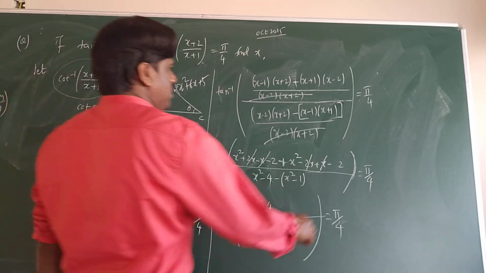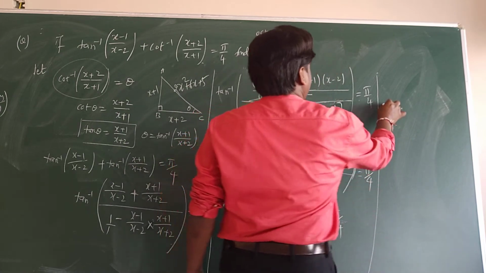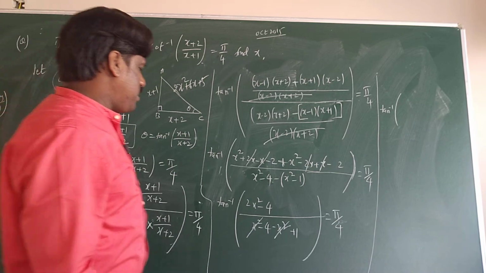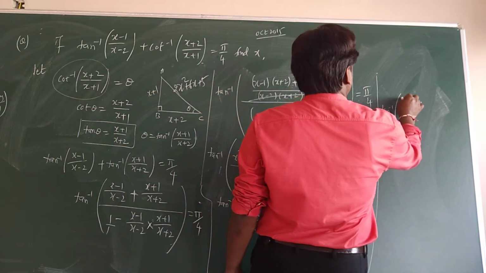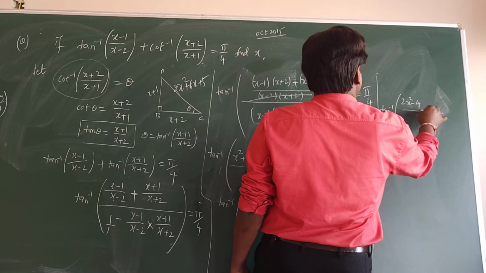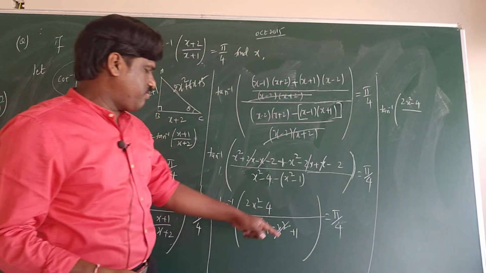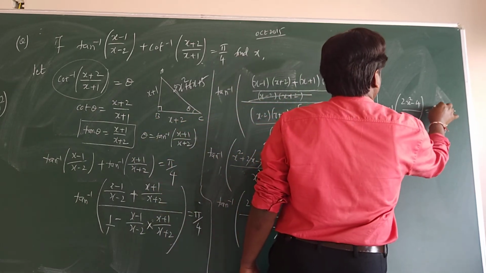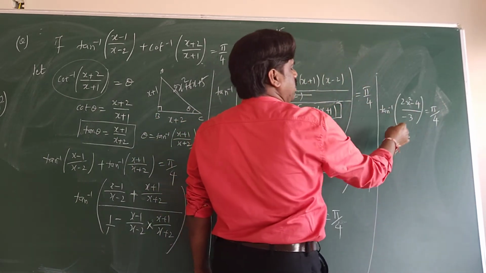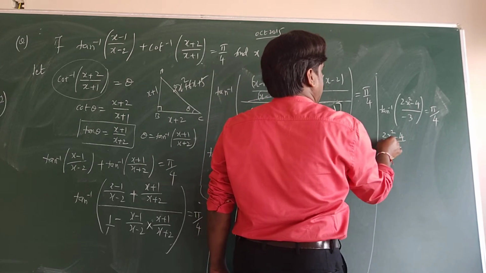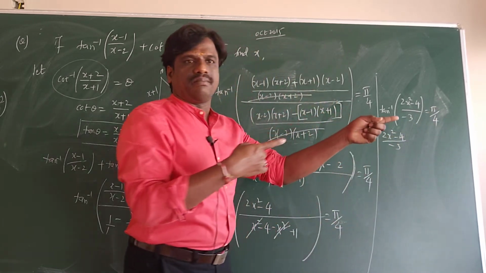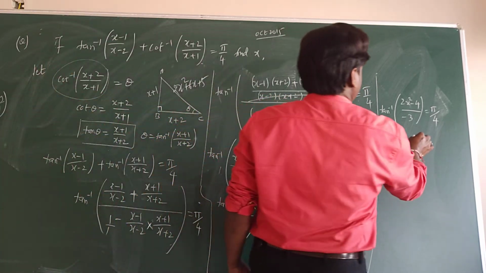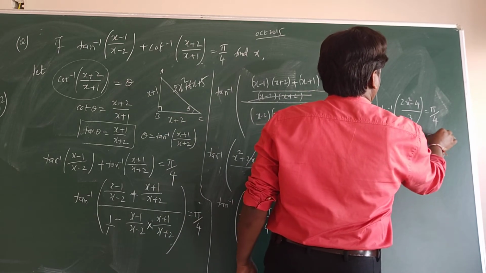What did I get here? Tan inverse of 2x square minus 4 by 3 minus 4 plus 1, which is minus 3, is equal to pi by 4. If I send pi by 4 to that side, 2x square minus 4 by minus 3 is equal to tan pi by 4. Tan inverse, if I send it this side, becomes tan pi by 4. Tan pi by 4 value is how much? 1.